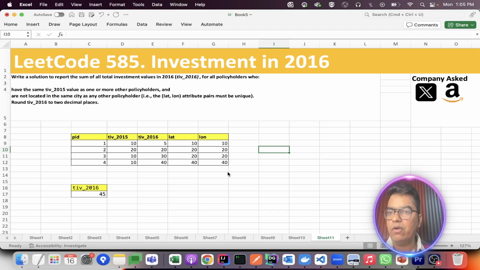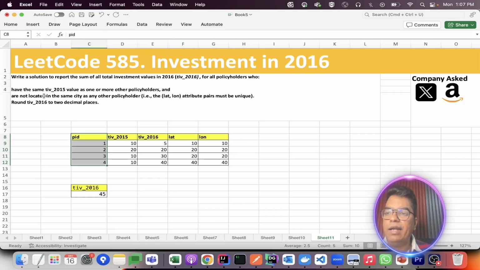Today we are going to solve question number 585, Investment in 2016. So what is given to us? We are given this table, Insurance, with 5 columns. PID stands for policy holder ID. TIV 2015 is how much this policy holder has invested in 2015, and TIV 2016 is how much the same policy holder has invested in 2016. Latitude and longitude represent the location of the policy holder. PID is the primary key.